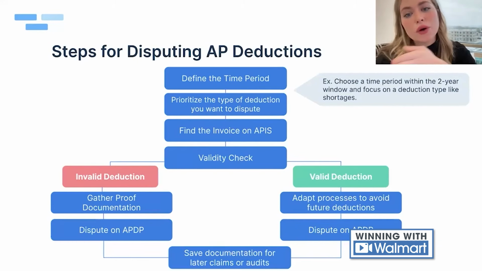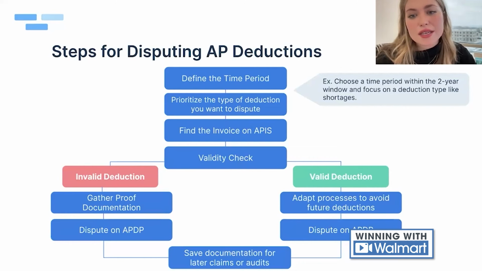And then what you're going to want to do is find that invoice on the accounts payable inquiry system and do a validity check. Okay, is this deduction correct? Am I receiving it as I should be, or is it an error? Depending on the type of code, that research process and validity check is going to be very different. Again, the deduction guide details it for each of the different types of deductions, so go and check that out.